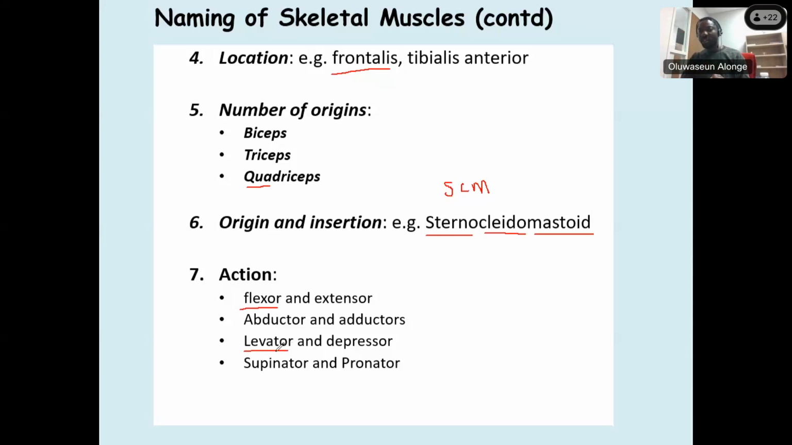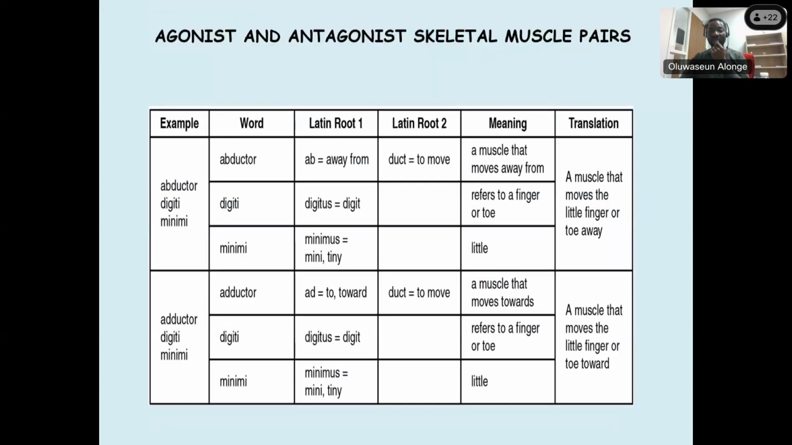Then levator. Anytime you see levator, they are the muscles that elevate something. Then depressor, they bring it down. So think about levator as elevator, depressor as bringing it down. Then supinator, supine position. So muscles that initiate the supine position, face up, or pronator, muscles that make it face down. Pronator, face down. Supinator, face up. So the muscles are named based on that.